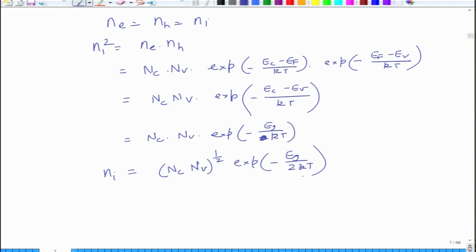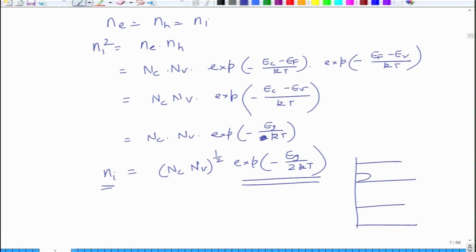Okay. So basically you can see that intrinsic carrier concentration is an exponential function of temperature and band gap. So as the band gap decreases, the Ni will increase for a given temperature, and as the temperature increases, the Ni will increase.